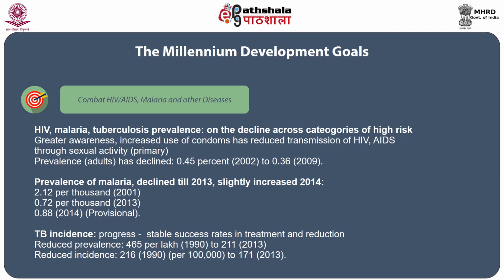In the case of TB, there is progress, with stable success rates in treatment and reduction. The reduced prevalence was from 465 per lakh in 1990 to 211 in 2013. The reduced incidence has come from 216 in 1990 per 1 lakh to 171 in 2013.